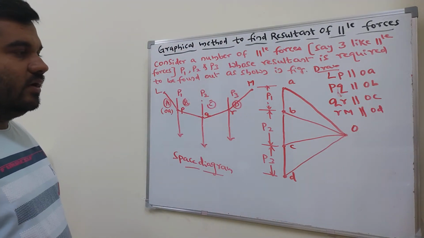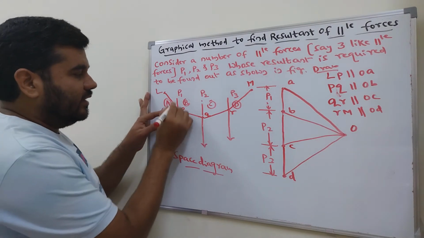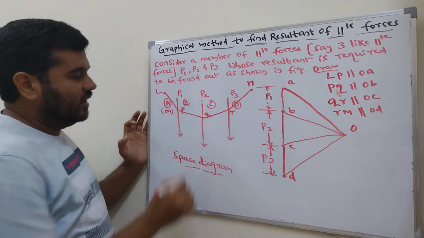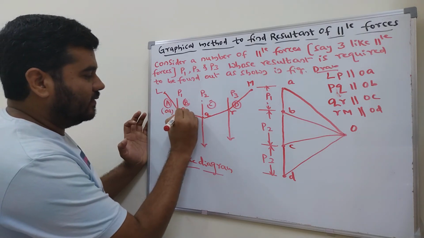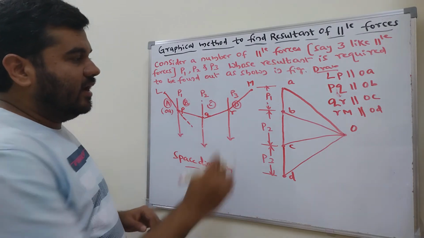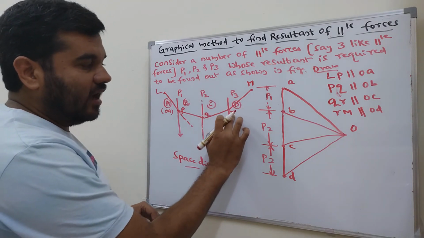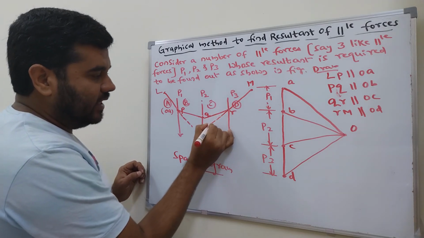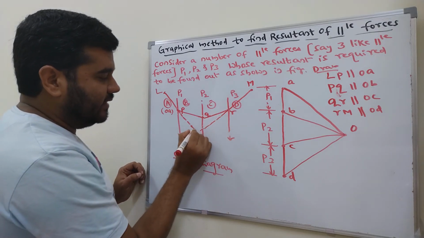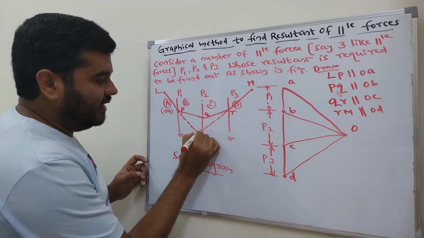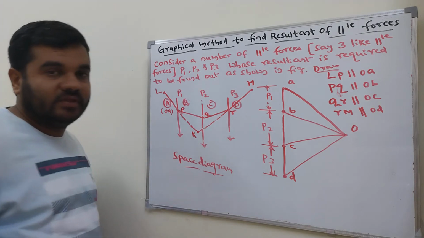Okay. Now here in the first force P1 you have the point P. Just extend this line like this. And in the last force P3 it is R. Extend this line the same way. Where these two lines meet is point K.